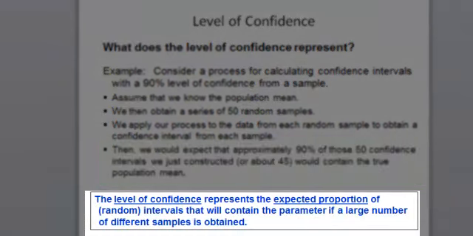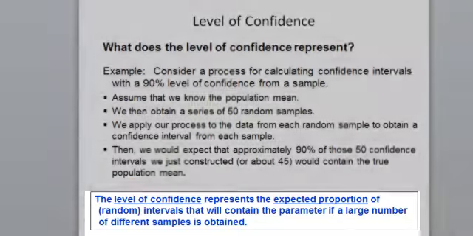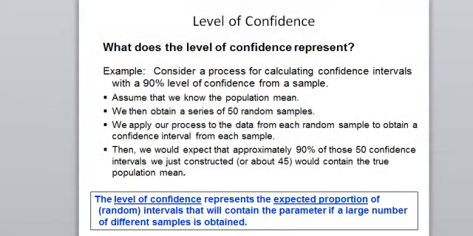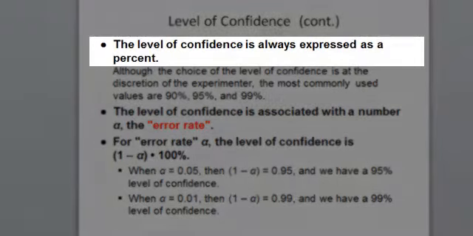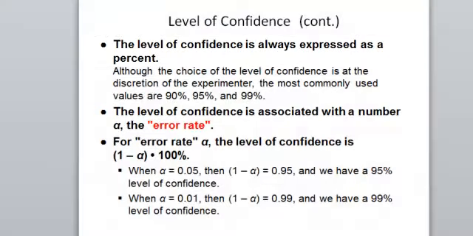So the level of confidence represents the expected proportion of random intervals that would contain the parameter if a large number of different samples is obtained. If you think about it, it's really our confidence in the technique that we're using. The level of confidence is always expressed as a percent, although the choice of the level of confidence is at the discretion of the experimenter. The most commonly used ones, which you're going to see again on quizzes and tests, are the 90, 95, and 99% confidence intervals.